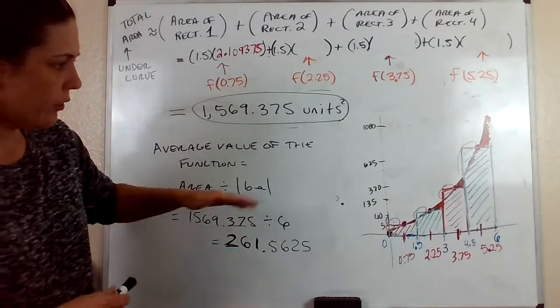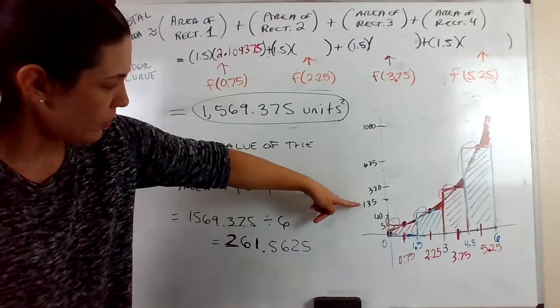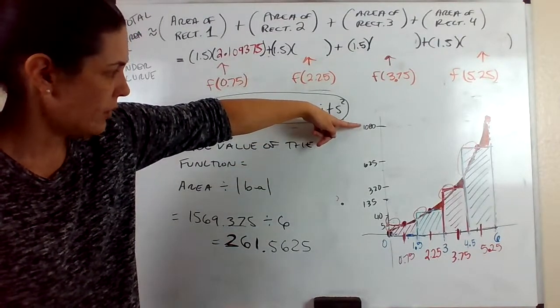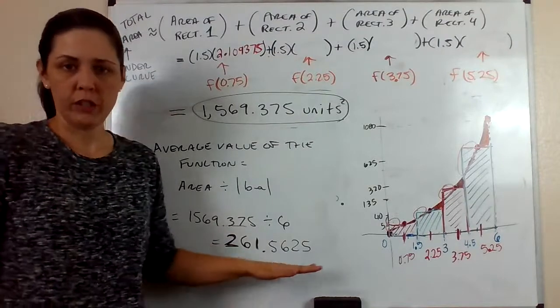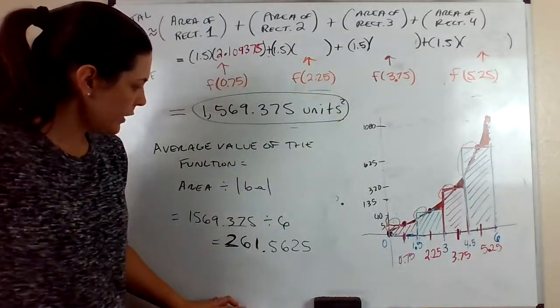The average value, all this is really telling you about is like your average output. So notice on our curve, we had y is 5, y is 40, y is 135, all the way up to y is 1080. So this is like the average of the values that were outputted from that function.